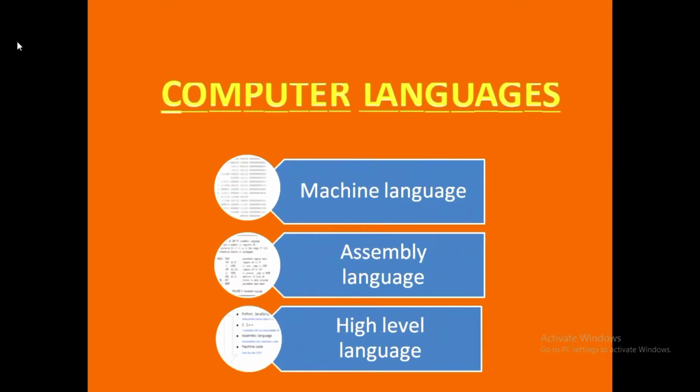Now students, to give instructions to the computers we require a language. So here we are with different types of computer languages. We will see what the different types of computer languages are. The first one is machine language, next is assembly language, and third is high level language. We will now see one by one what these three different types of languages are.